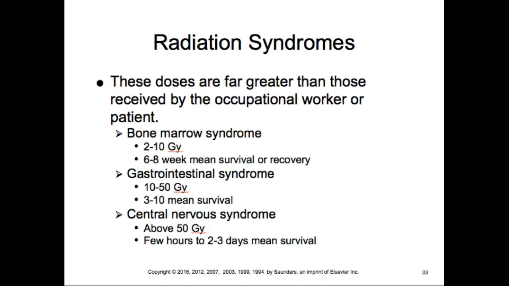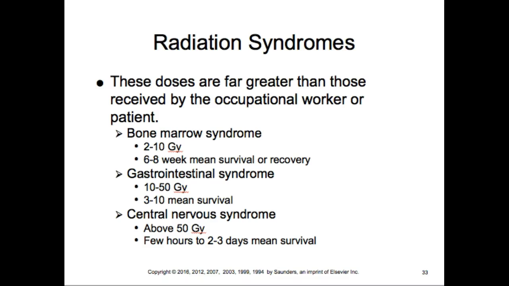From 2 to 10 grays. Gastrointestinal syndrome, so 10 to 50 grays. You have a 3 to 10 day mean survival. So you are dependent on if you had 10 grays, you're probably going to go for a longer period than you will at 50 grays. At 50 grays, you probably have about 3 days before you die. Yikes.